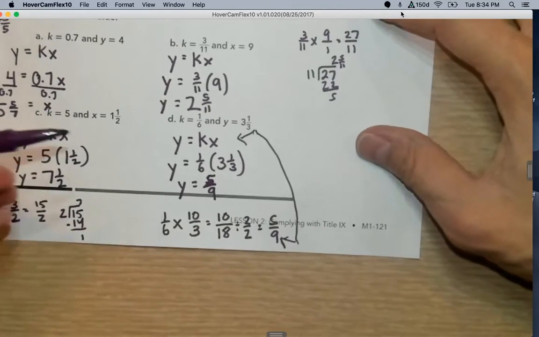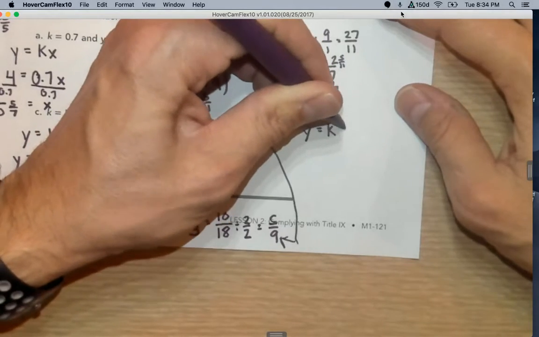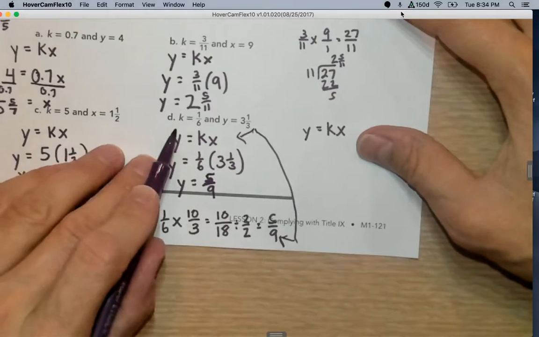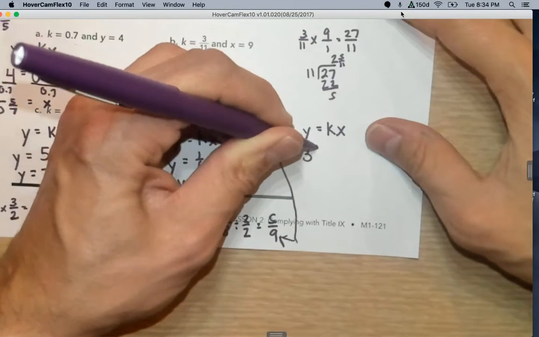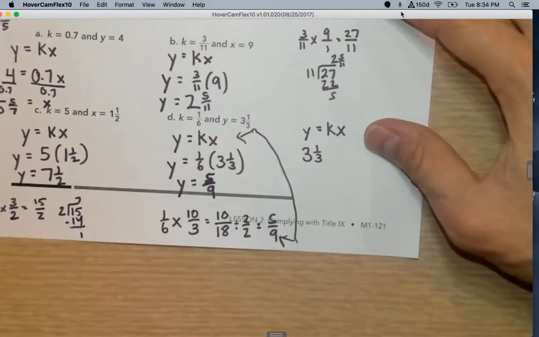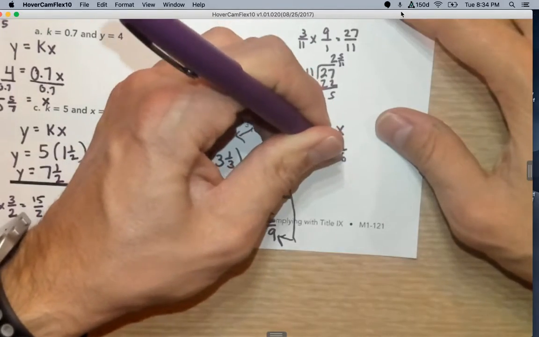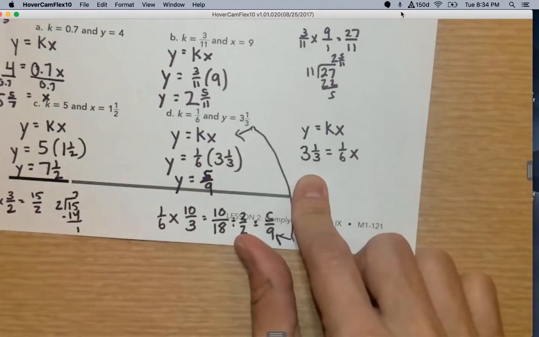All right, so I started off right. Y is equal to the constant times x. Then I substituted incorrectly. K is 1/6. Y is 3 1/3 because, so it should be 3 1/3 is equal to 1/6 times x. So 1/6 times something will equal 3 1/3.